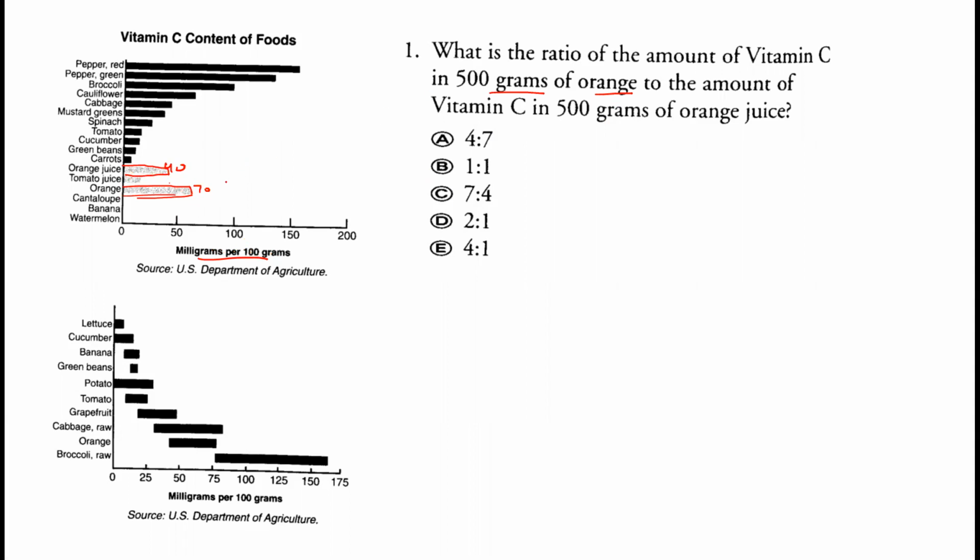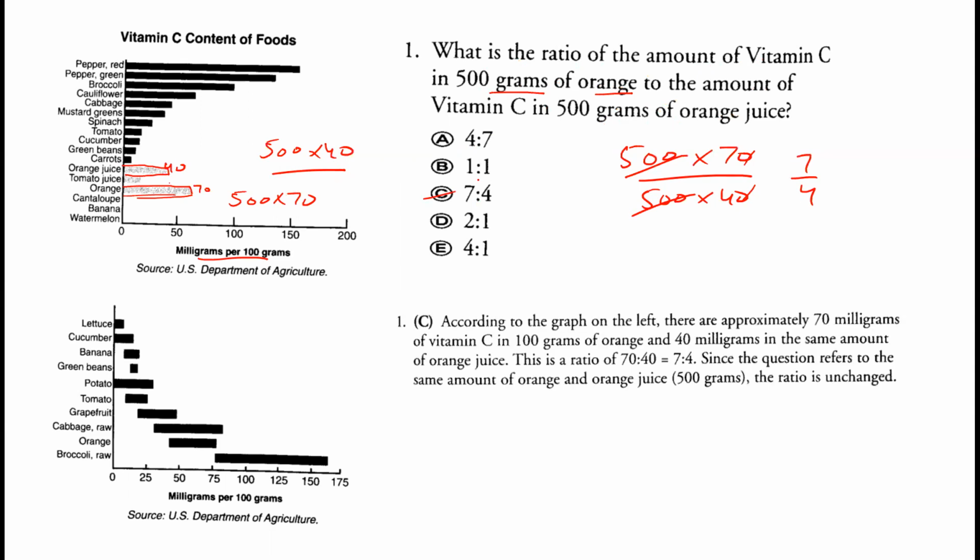Now, how many milligrams of vitamin C will be in orange juice? So this would be 500 into 40. And how much would be in the orange? This would be 500 into 70. So what is the ratio of the amount of vitamin C in 500 grams of orange? So 500 grams of orange will contain 500 into 70, divided by the amount of vitamin C in 500 grams of orange juice. So this would be 500 into 40. So 500 cancel. So this would be 7 upon 4, or 7:4.